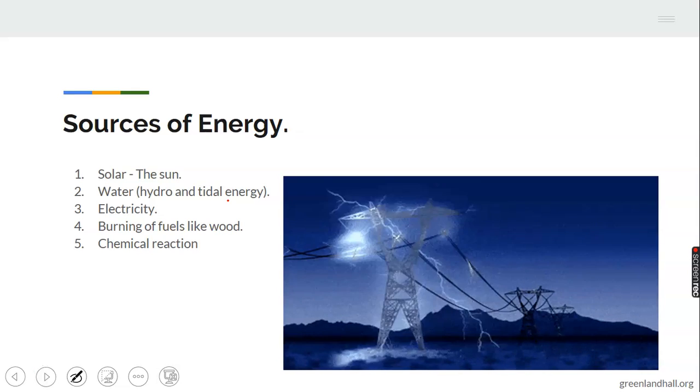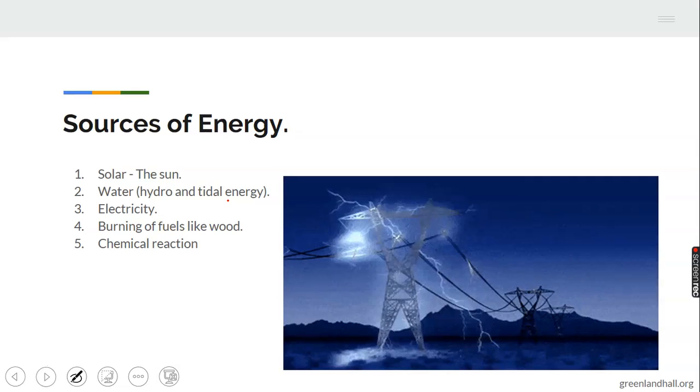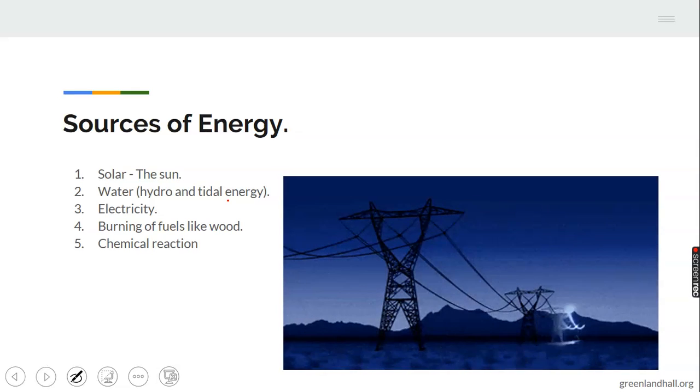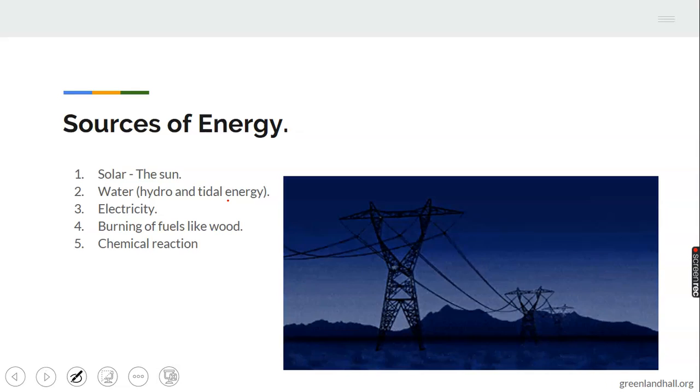For example, to even get electricity, do you know that they use water? There's a place called the Kanji Dam. The force of water rushing causes electricity to be produced. Scientists have done it in a way that as waters rush, it causes electricity to be produced. So water gives us energy.